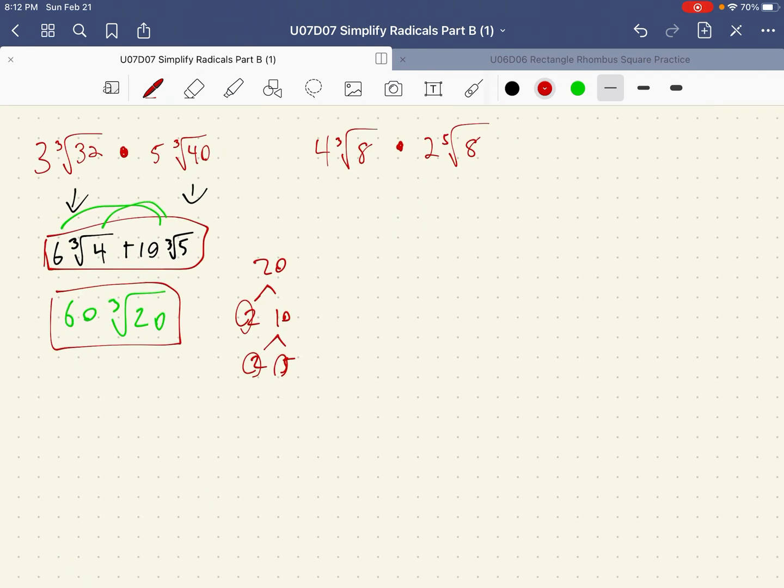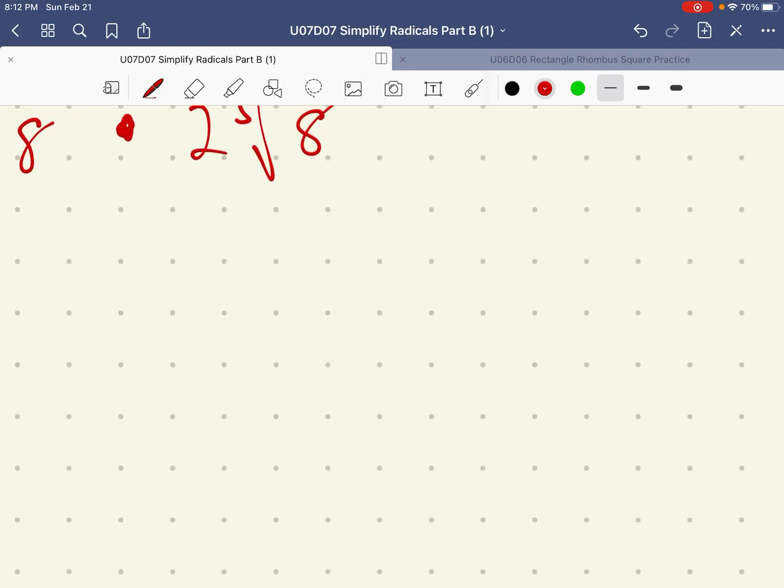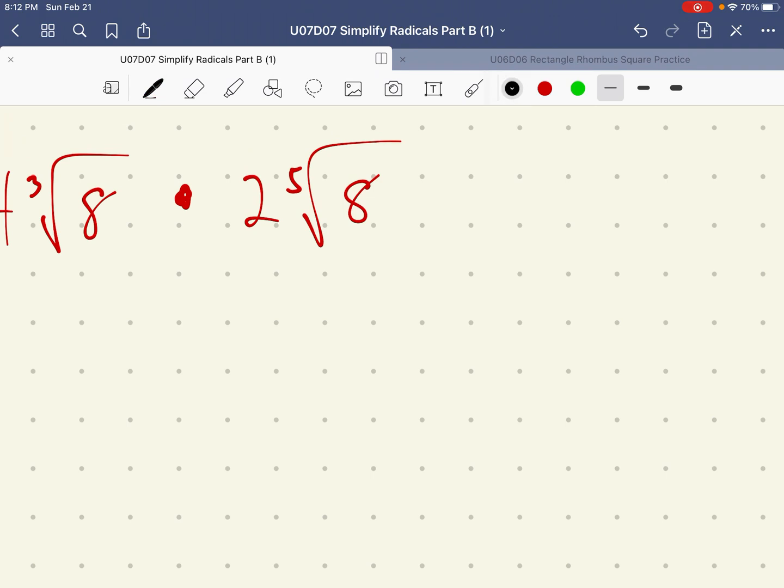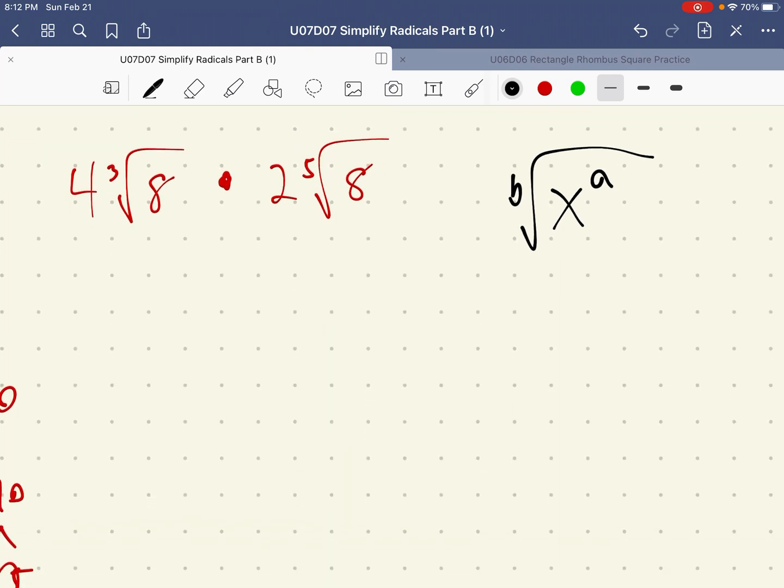Now in the other example, we have different indexes. Now that's going to matter. So there's a rule for what to do when you have two different indexes, and it's to try and make them the same when you're multiplying. So the rule is going to be that any number x to the a power and a root of b will be equal to x to the a over b power.